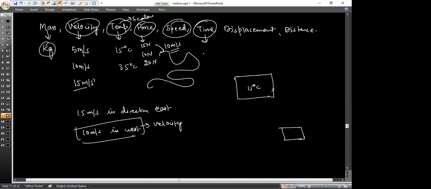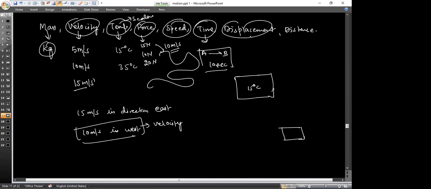If I'm talking about time, if a body moves from position A to position B in 10 seconds, can you say that 10 seconds is on the right-hand side or the upside or the downside, or that it is in the east or the west? No, time does not have any direction. It is a directionless quantity. Do you understand that this is a directionless quantity?